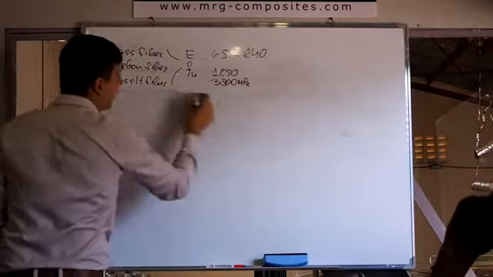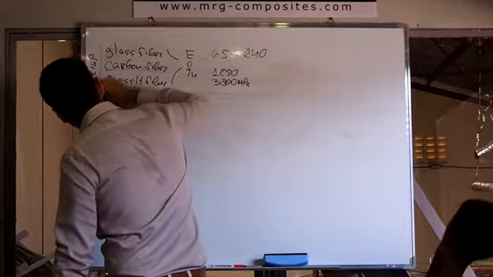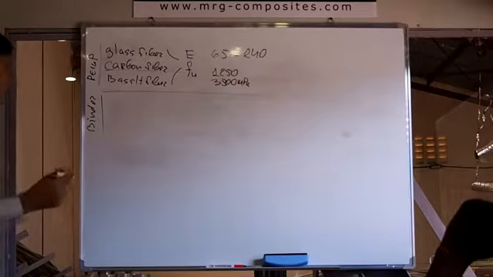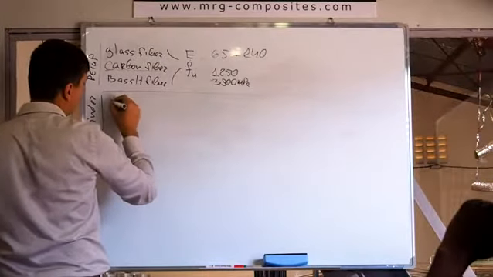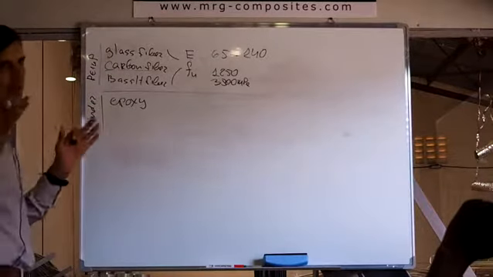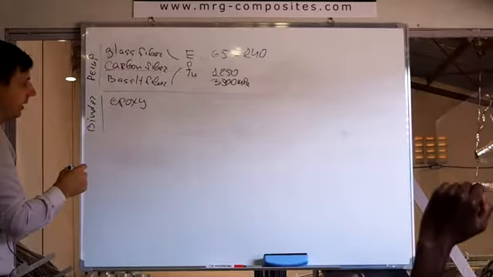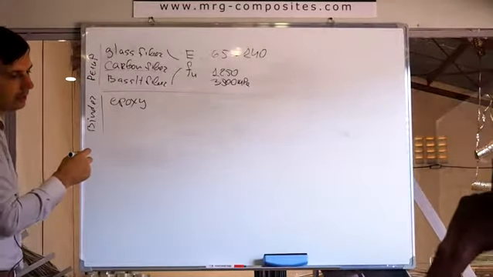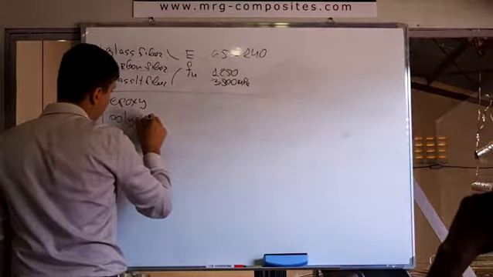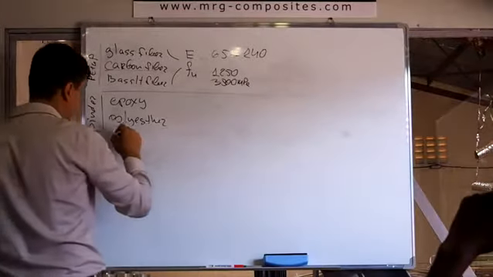And here, let's talk about binder. Here we use epoxy resin. Yes, as I told you, it's like 4 different chemicals, but it's based on epoxy resin. Another option can be polyester. Another can be, let's say, vinyl ester.